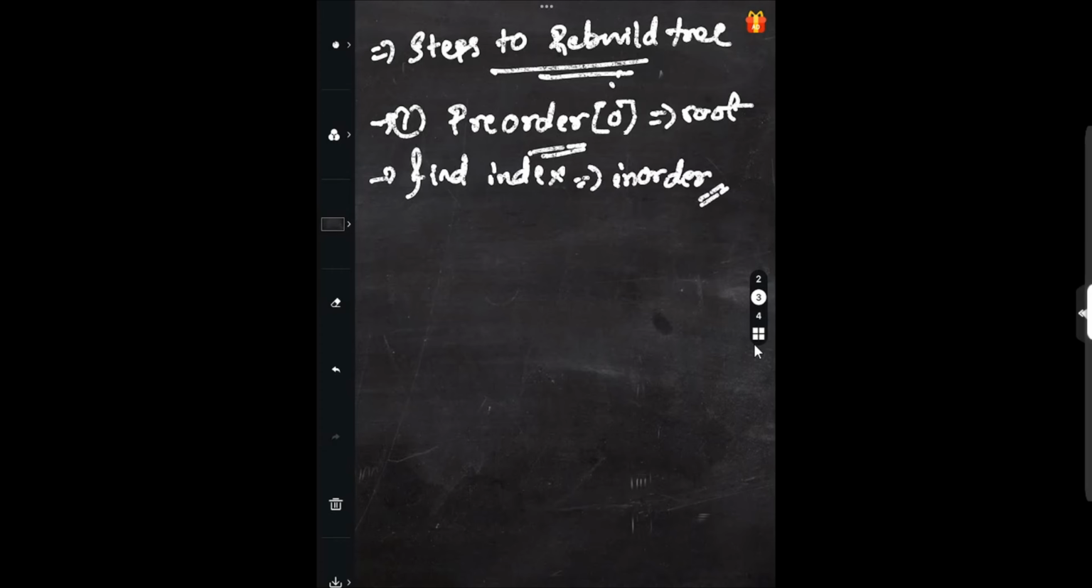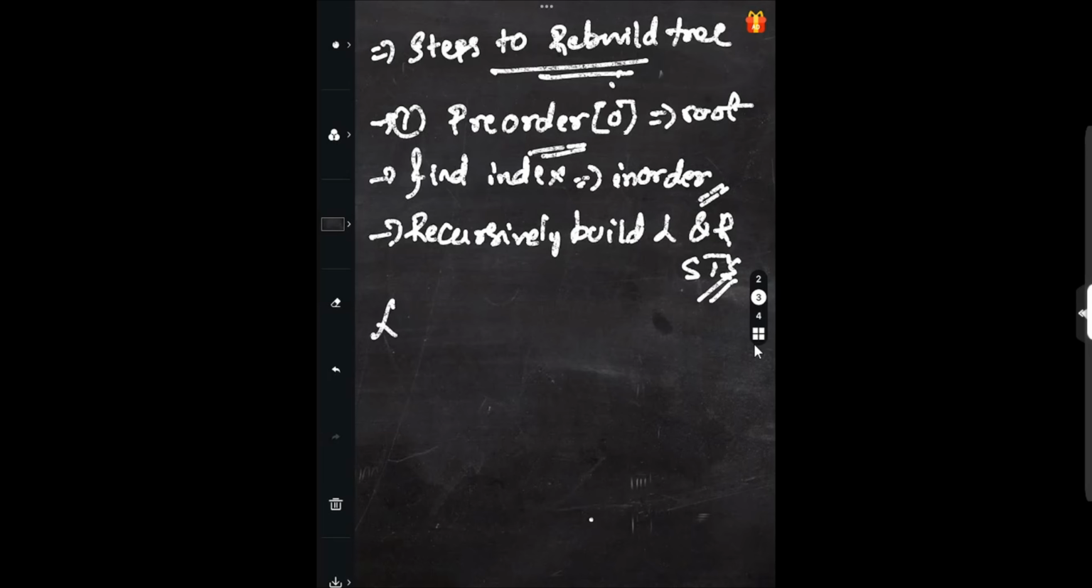Then we will recursively build the left and right subtrees. Here comes the recursion mainly. We will recursively build the left and right subtrees, right? Left and right subtrees here.